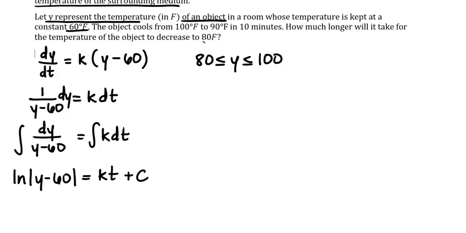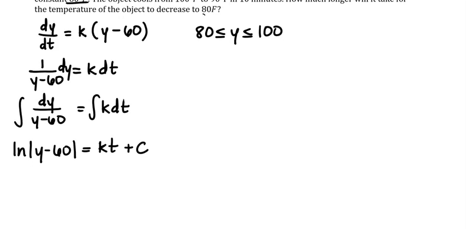Because we know that y is between 80 and 100, y minus 60 is definitely positive, so I don't need to use absolute values when I write y minus 60 on the inside of that natural log function.